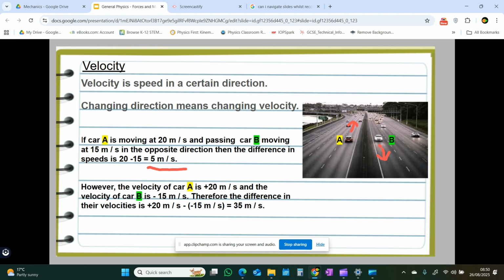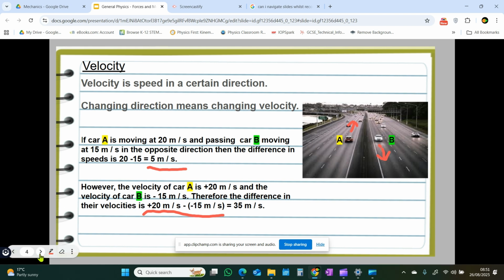Now, if we work out the difference in their velocities, we do the same type of calculation, but we include the signs this time. So positive 20 meters per second, subtract negative 15 meters per second. We would write mathematically like this. Now, if you remember from mathematics, if you subtract a negative, it's like adding the positive number. So now the difference in their velocities is 35 meters per second, which is what you experience if you're on a motorway in a car and you see a car coming the opposite direction. The difference in your velocities seems much greater than the difference in your real speeds.